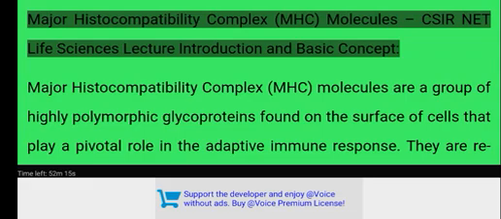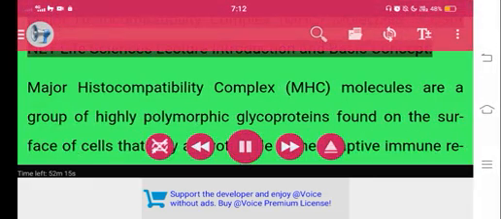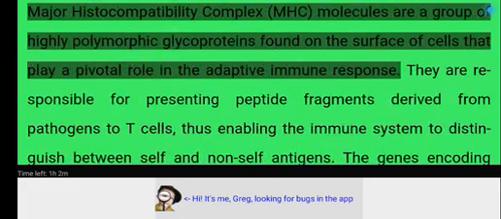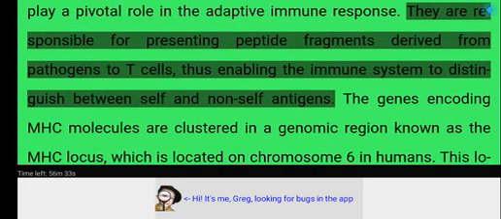Major histocompatibility complex (MHC) molecules. CSIR-NET Life Sciences lecture: introduction and basic concepts. Major histocompatibility complex (MHC) molecules are a group of highly polymorphic glycoproteins found on the surface of cells that play a pivotal role in the adaptive immune response. They are responsible for presenting peptide fragments derived from pathogens to T cells, thus enabling the immune system to distinguish between self and non-self antigens.